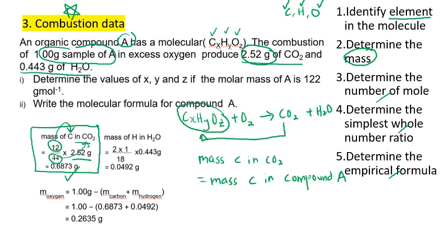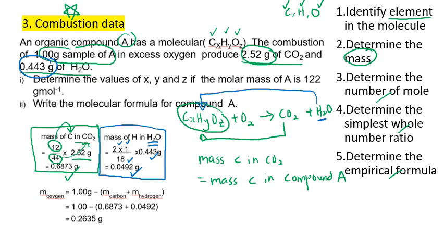A similar idea will be used when you want to determine the mass of hydrogen in water. The mass of water is 0.443. In the formula of water, there are two hydrogens, each with atomic mass 1. The molecular mass for water is 18. When you do this, you will be able to get the mass of the hydrogen. Again, we want to emphasize that the mass of hydrogen is basically from compound A.